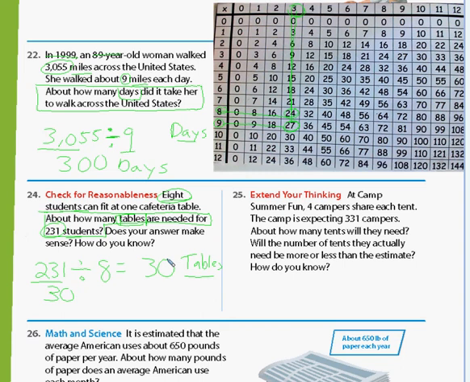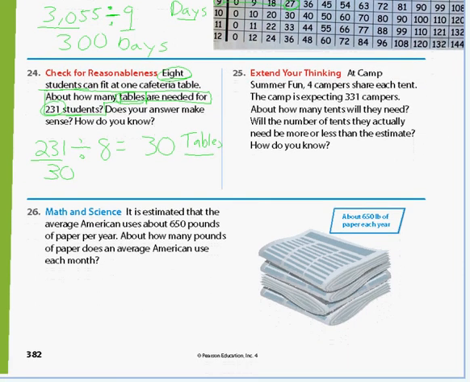Okay, and the last problem we're going to talk about is: it is estimated that the average American uses about 650 pounds of paper per year. About how many pounds of paper does the average American use each month? Okay, important information. We box in the question, about how many pounds of paper. So our label for the answer is going to be pounds.